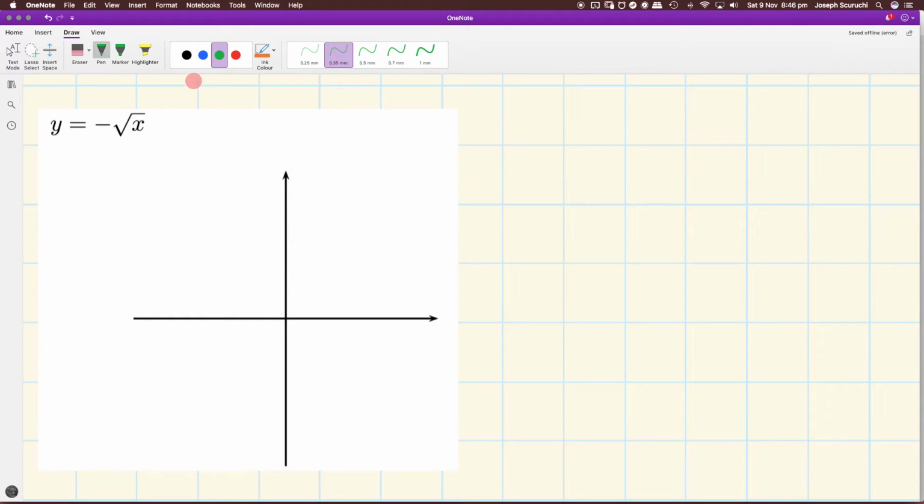All right, so let me put in my parent function just to begin with. y equals the square root of x. Now I have my negative on the outside. How is this going to change things? Well, I'm going to write out my function, negative the square root of x, and again, whatever is inside my square root has to be greater than or equal to 0. So that isn't going to change. Nothing is affected by this negative on the outside in terms of what my x can be.